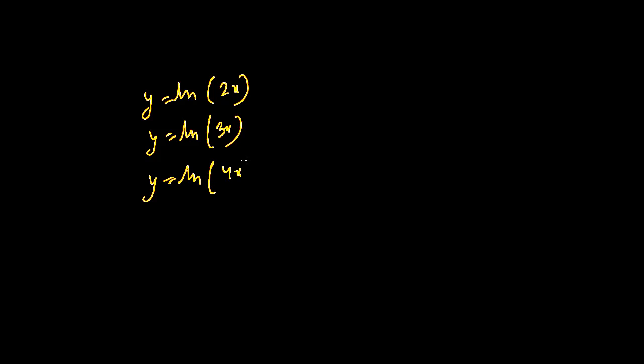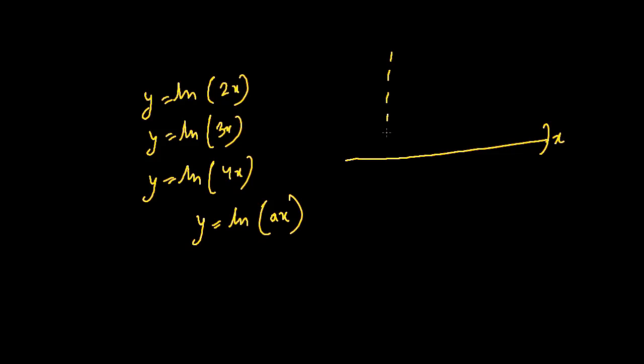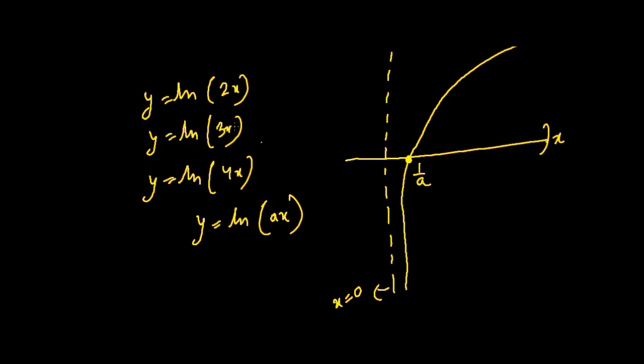y equals ln of twice x, y equals ln of thrice x, y equals ln of 4x. Basically y equals ln of a constant multiplied by x. What is happening over here is that this is the x-axis. The vertical asymptote would continue to be x equals 0, meaning the y-axis. Instead of passing through the point 1, it would pass through the reciprocal of the coefficient. So if it is 2, this would be half. If it is 3, this would be 1/3, and on and on.